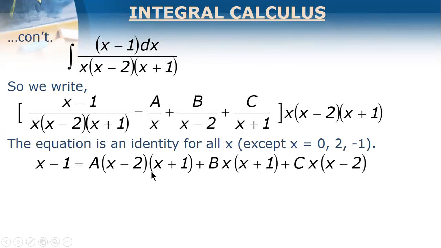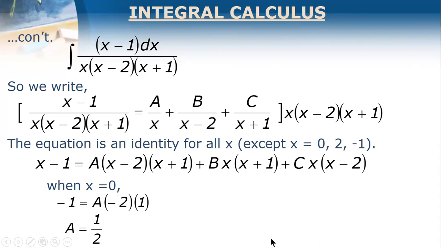Okay, we already removed the denominator. Okay, so let's substitute when x is equal to 0. The second term is 0, and also the third term. So 0 minus 1 is negative 1. Negative 1. 0 minus 2, negative 2. 0 plus 1, 1. Therefore, a is equal to 1 half.